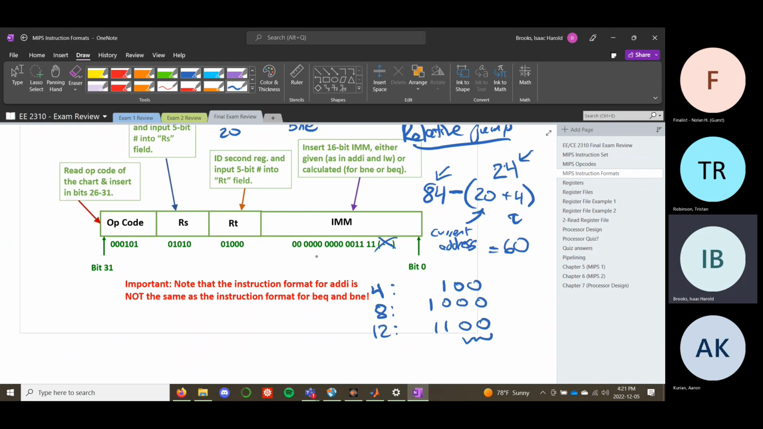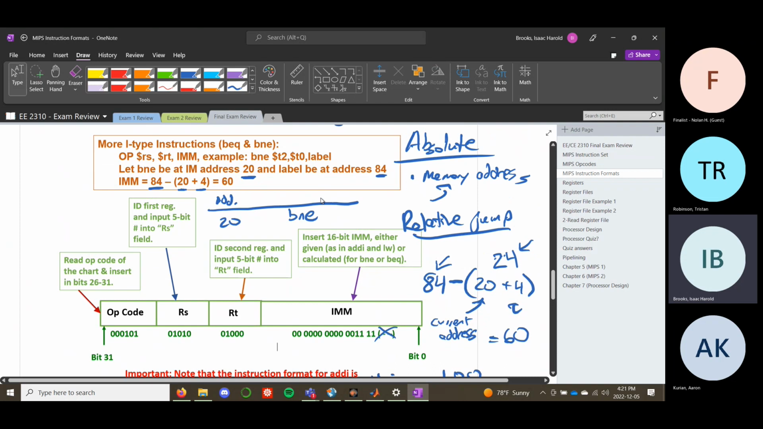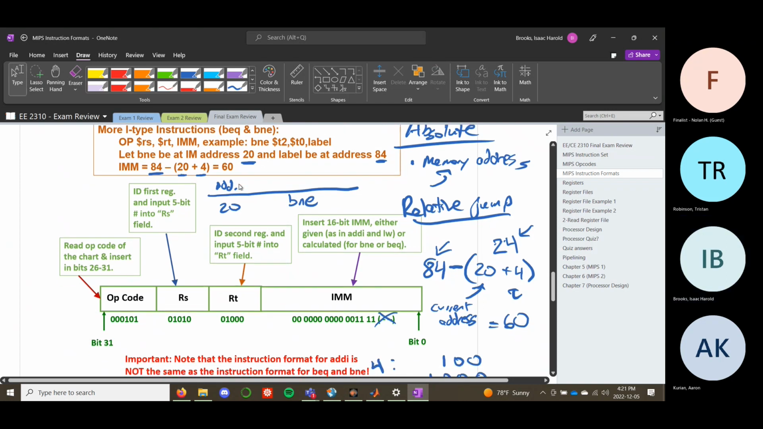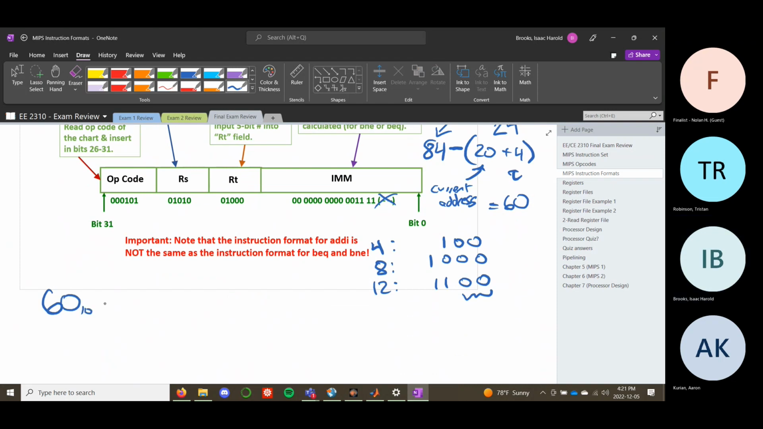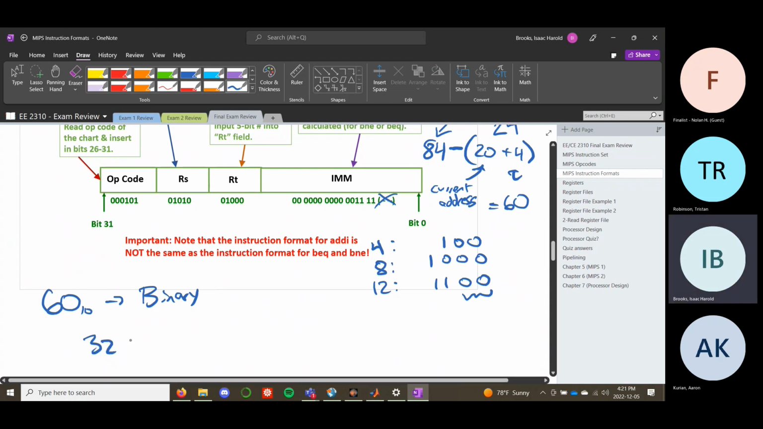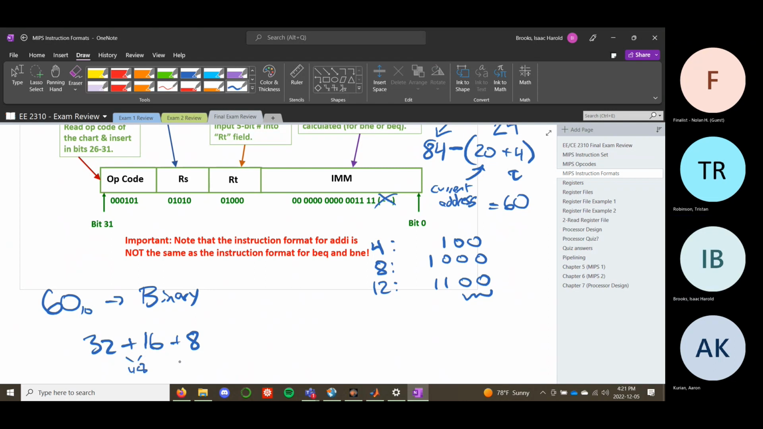So, for example, in this example, we're at address 20 and we want to jump to address 84. So we do this calculation, and we figure out the immediate should be 60. If we convert 60 to binary, what do we get? 60 is 32 plus 16 plus 8. These make 48. Plus 8 is 56. Plus 4 is 60. Okay. Math on the fly is always scary. So if we do our binary counting, this is 32, 16, 8, 4, and then that's 2 and that's 1. So this is 60 in binary.